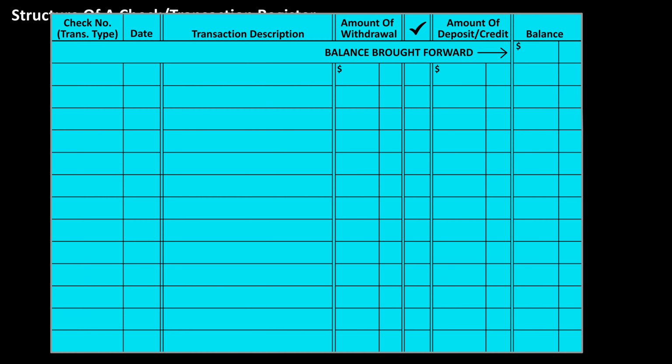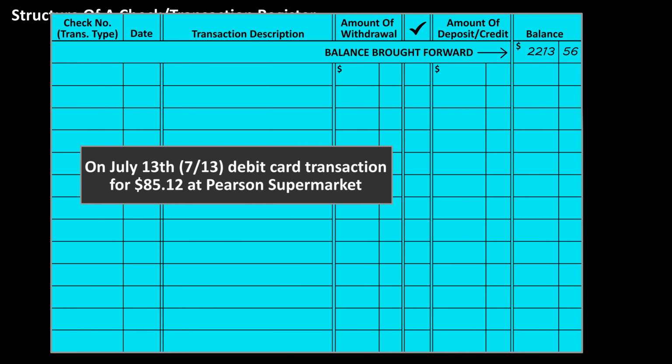Let's say that this is an individual account, and the current balance is $2,213.56. Now we're going to go through several typical types of transactions. On 7/13, July 13th, this person bought groceries at the Pearson supermarket for $85.12 and paid with their debit card.